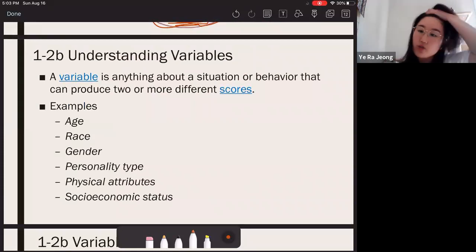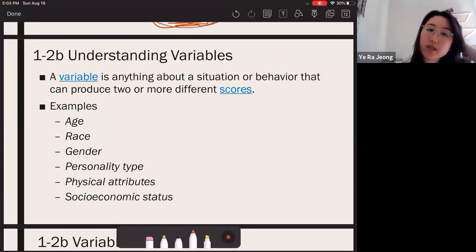And in research, you're interested in several variables, and a variable is any factor that you're interested in that can produce two or more different scores. Example variables could be age, race, gender, personality traits, and so on.